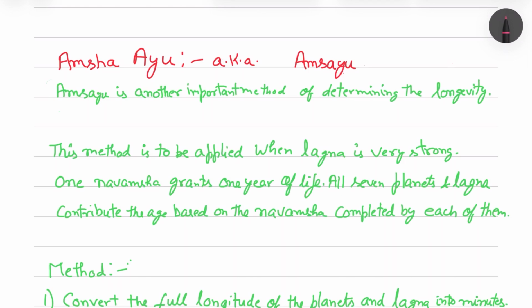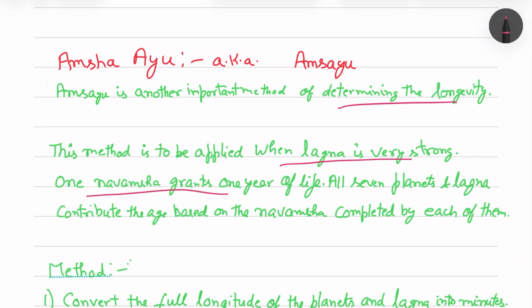Hello friends, today we'll learn how to calculate Amsha Ayu or Amsayu in longevity. It is another important method to determine the longevity, and this method is applied on the horoscope when Lagna is very strong. In this method we need to calculate a few things.